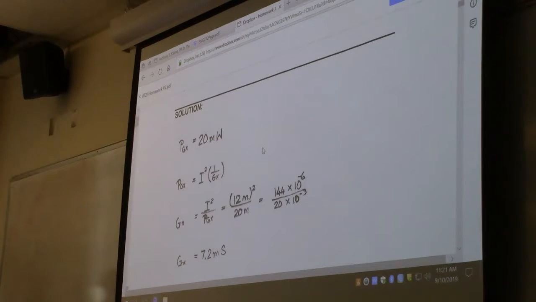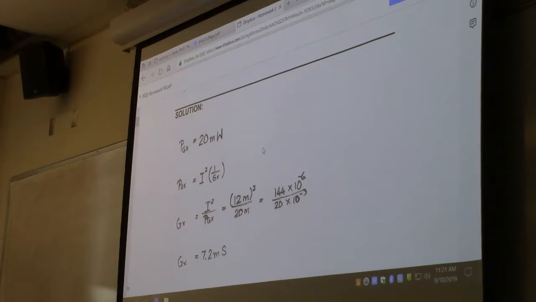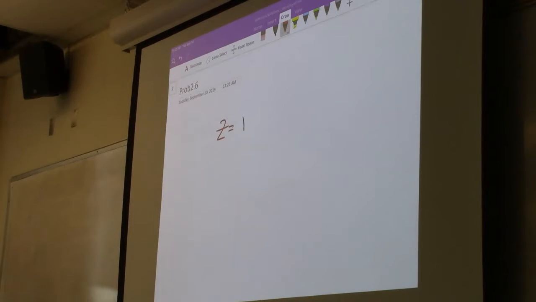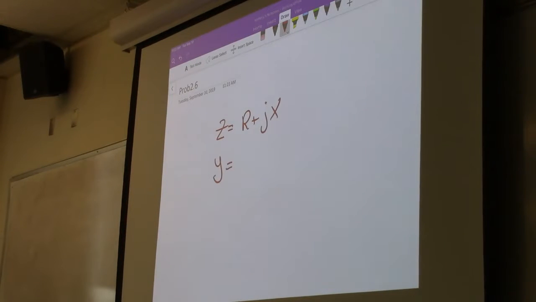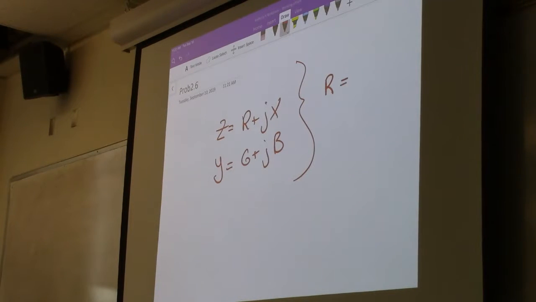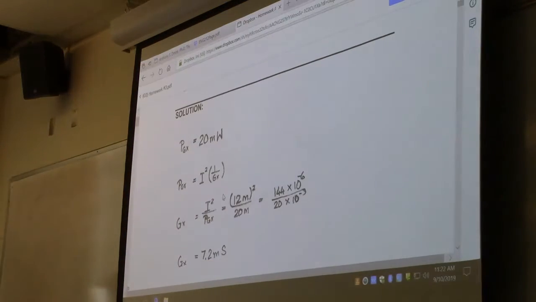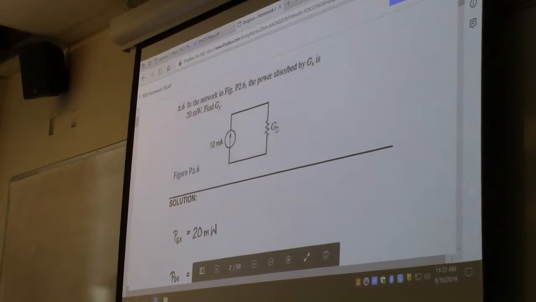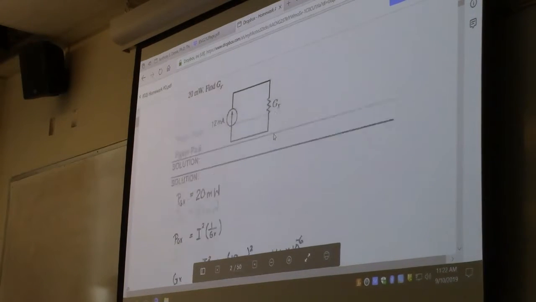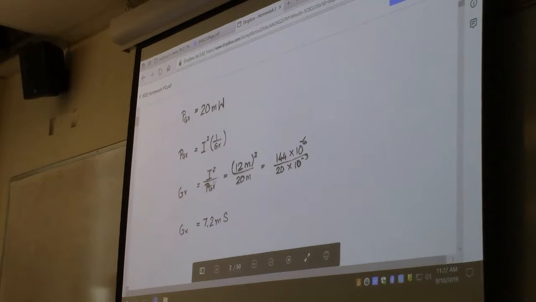So G is, and again, remember, for real circuits, one over G. That's a G, not a 6. This is resistance. This is admittance. So in this problem, all they've done is put it in terms of the admittance. I squared R is the same as I squared 1 over GX, because they're giving you a GX value, or they're defining it in terms of GX, and so that's what you're solving for.